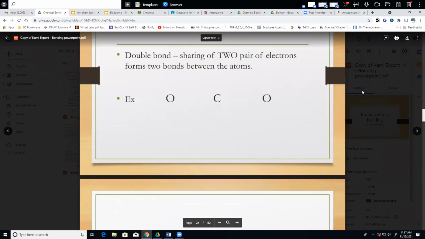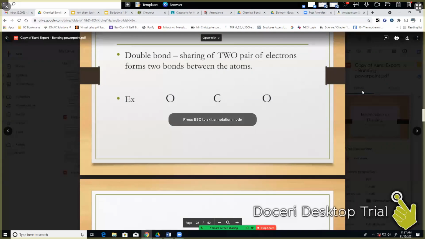So double bonds are the sharing of 2 pairs of electrons. So it forms 2 bonds between the atoms. So this is CO2, which is a double bond between the carbon and each oxygen. And then each oxygen has 2 lone pairs that it keeps.